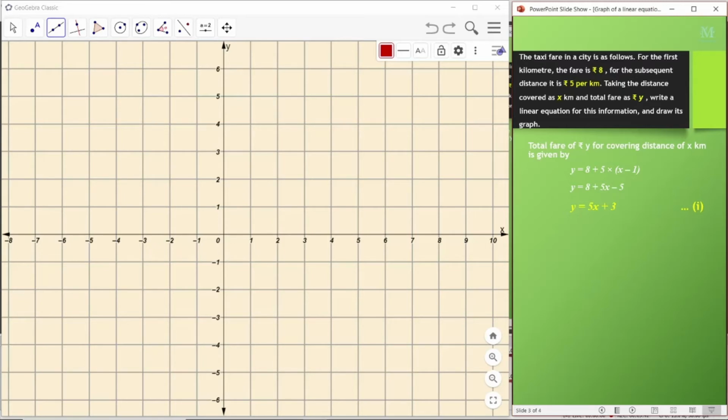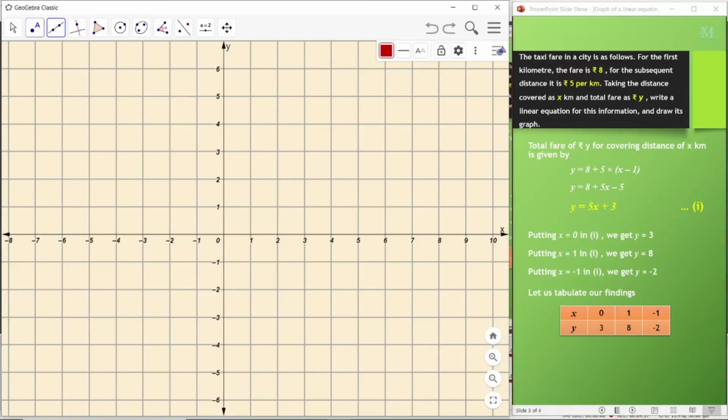Then the next step is, first we will put x is equal to 0 in this equation and we get y is equal to 3. When we put x is equal to 1, we get y is equal to 8. When we put x is equal to minus 1, we get y is equal to minus 2. So now we have 3 points. Let us tabulate our findings, write it in tabular form. Now the 3 points we have to plot are 0, 3; 1, 8; and minus 1, minus 2.